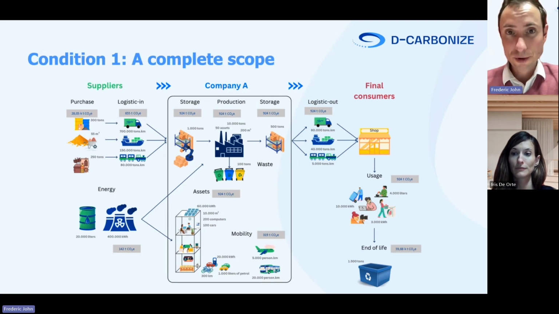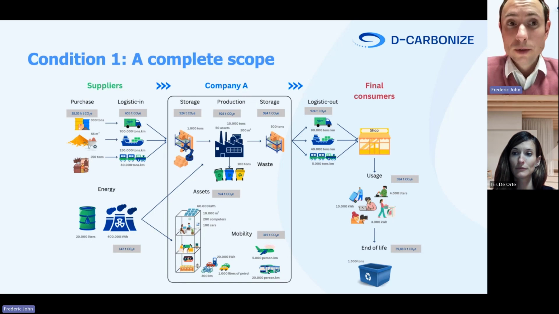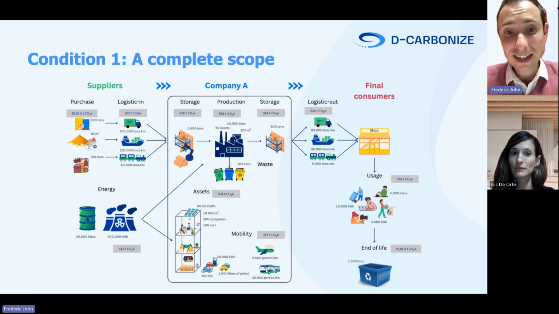Now, how do we make sure that we have a complete scope? Well, very easy. We sit with the customer and we ask a lot of questions to understand how they do their activities. Where are the products coming from? What are the raw materials they are using? What is the energy that is used at the facility? What is the surface of the facility? The type of building, the waste, the assets. What is owned by the company?